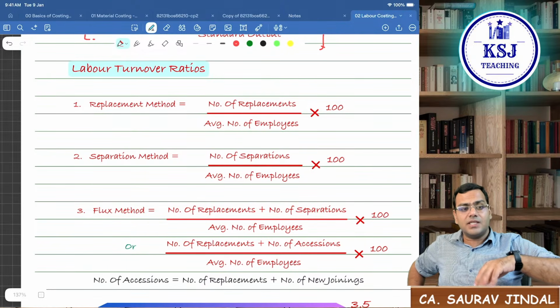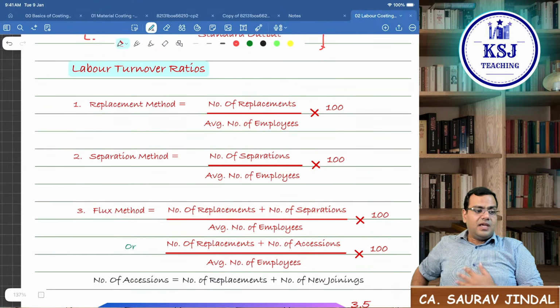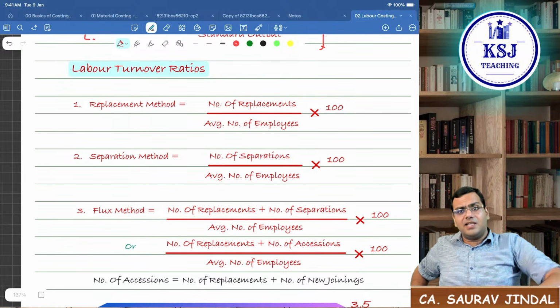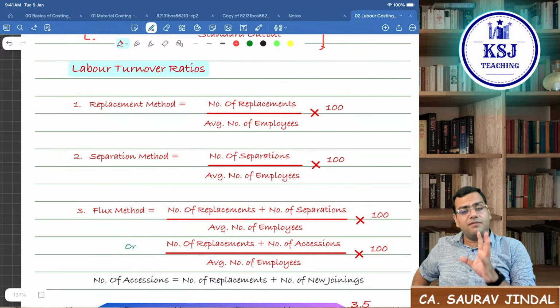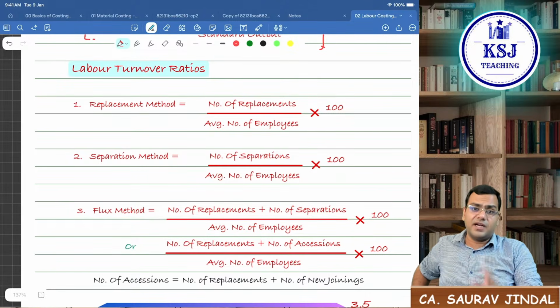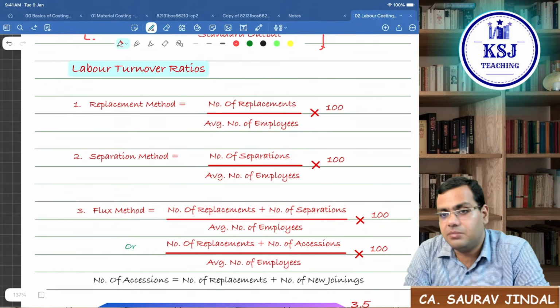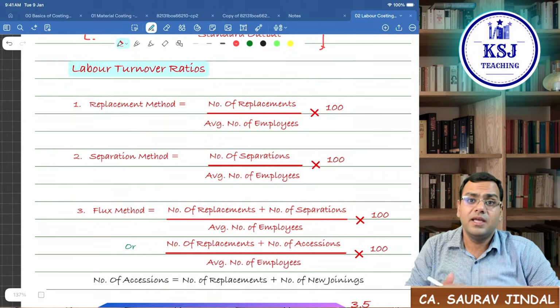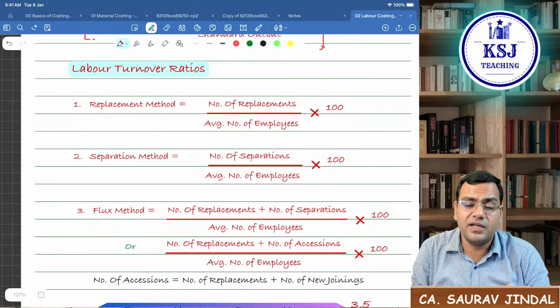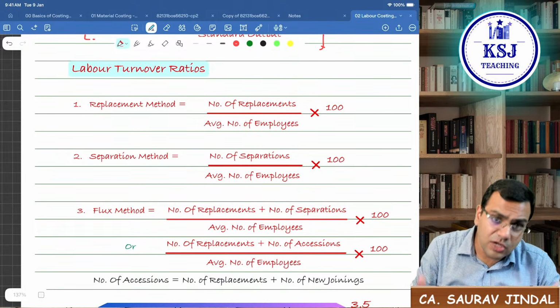Today a worker joins, after 2 days he is leaving the factory. Another worker joins, after 10 days he is leaving the factory. So how quickly our labor composition is changing, whether labor is staying with us for a long period of time or whether the labor leaves the factory very early, right? So it is very important for a business to know the labor turnover. How quickly our labor is leaving the factory, joining another competitor, and new labor is being hired.